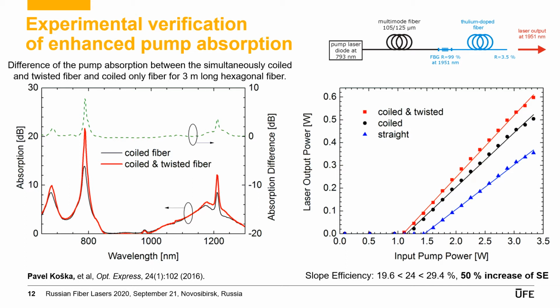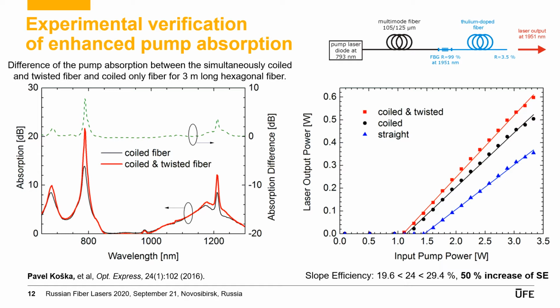One mirror was attached to the pump end. It was a fiber Bragg grating, highly reflective at 1951 nanometers. And this is the multimode fiber as a pigtail from the laser diode. The other mirror was a perpendicularly cleaved fiber end with about 3.5% reflection. First, we measured the straight fiber laser output, then we coiled it carefully without introducing any twist, and then we coiled it and twisted it.